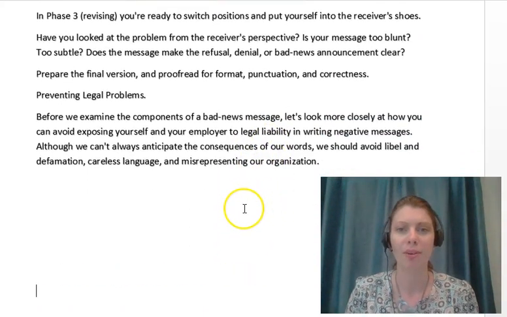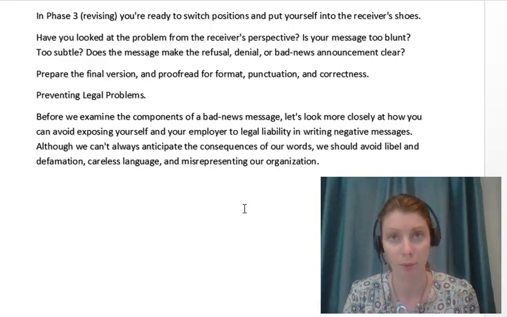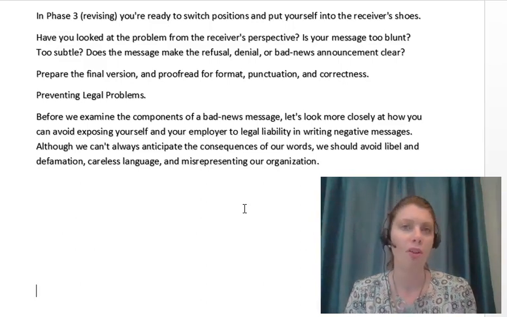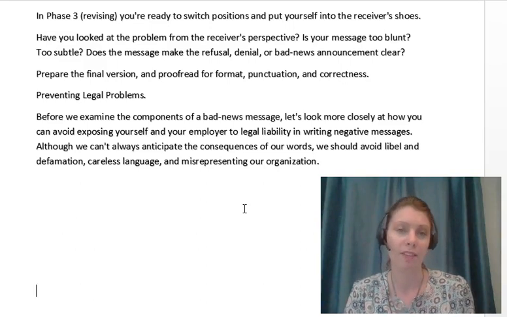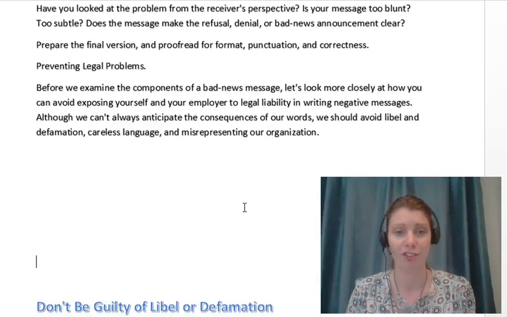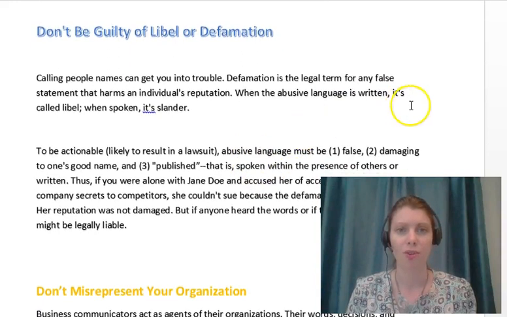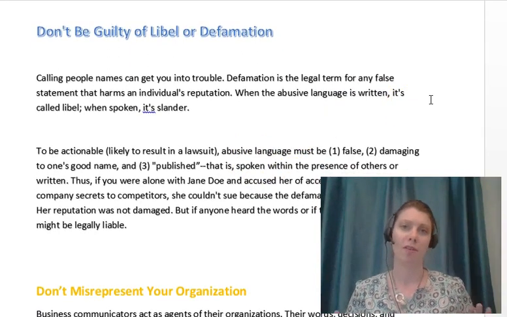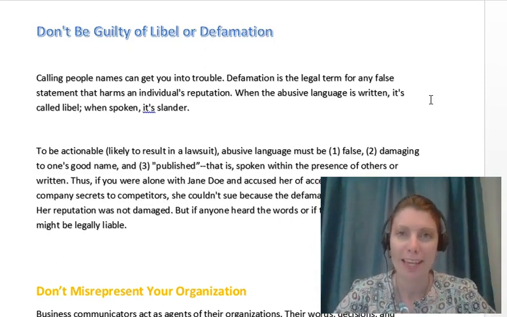So, before looking at the components of a bad news message, we're going to look more closely at how you can avoid exposing yourself or the employer to legal liability when you write these negative messages. Although we can't always anticipate the consequences our words will have, we should avoid libel and defamation, careless language, and misrepresenting our organization. All right, so you don't want to be guilty of libel or defamation. Calling people names can get you into trouble.